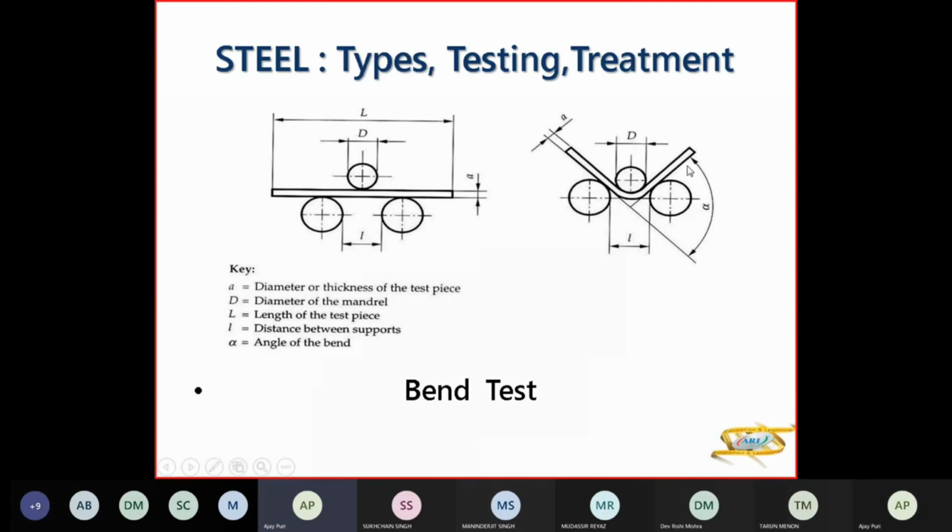So alpha is your angle of bend. D is your diameter of the mandrel. This is the mandrel. These are your supports or shoulders. And L, small l, is the distance between the supports. And this is the thickness of the test material, the OD of this pipe. So this is the bend test. While bending, you'll see the cracks here. At what angle of bend the crack occurs tells you how much you can bend this.